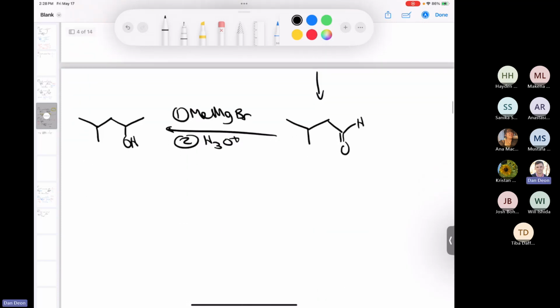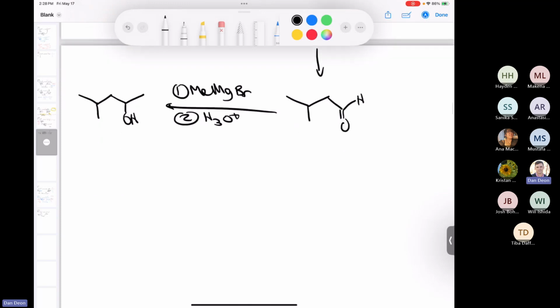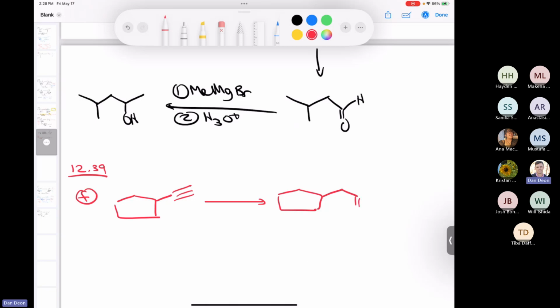All right, so there's one more I wanted to take a look at, and then we'll call it a day on chapter 12, and we'll move on to chapter 13. The last one I wanted to look at with you was question 12.39F, where we take this terminal alkyne, and I want you to try to convert it into this ketone. All right, I want you to try to come up with the reaction conditions to convert it into that ketone.